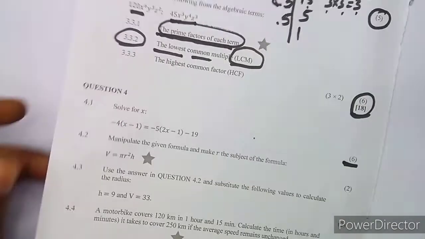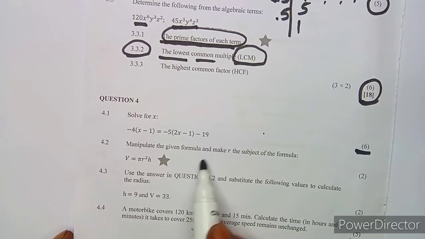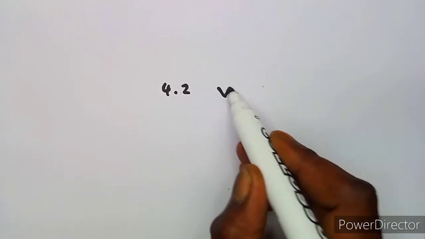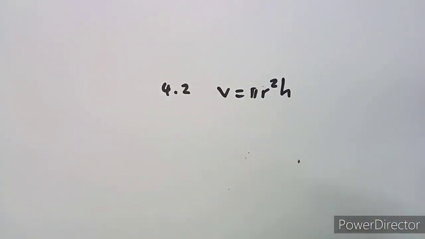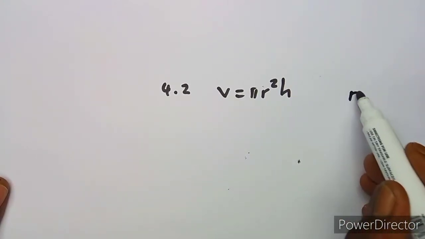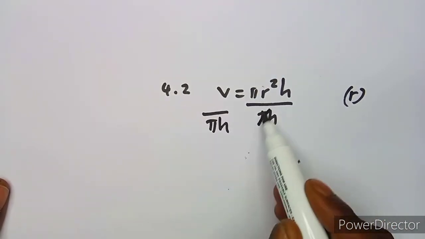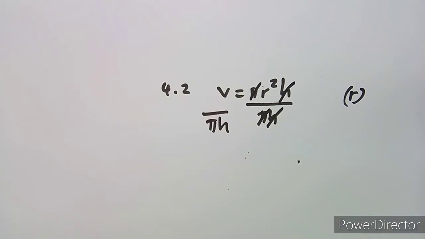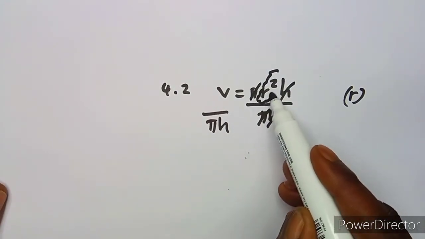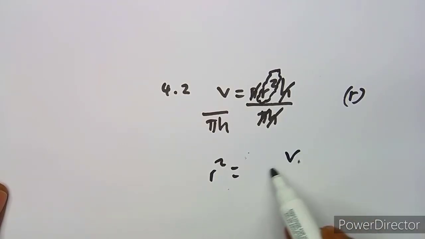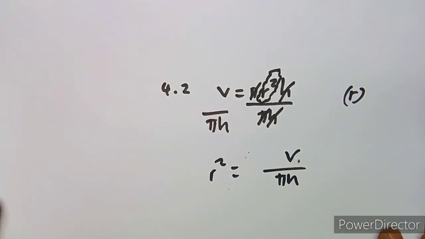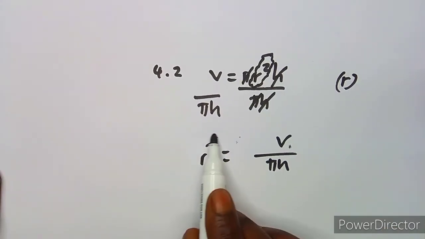And on 4.2 it's actually now to manipulate the given formula and make r the subject of the formula. So to manipulate is just to change something into another thing that you want, or how you want it to be represented in terms of v or in terms of h. So this is in terms of r, so we are going to divide by pi and h, because these two have got nothing to do with r here, but they are multiplying, so we have to divide. So that literally means we are going to remain with r squared here, which is equal to v over pi h, like that. And how do I remove this squared here?